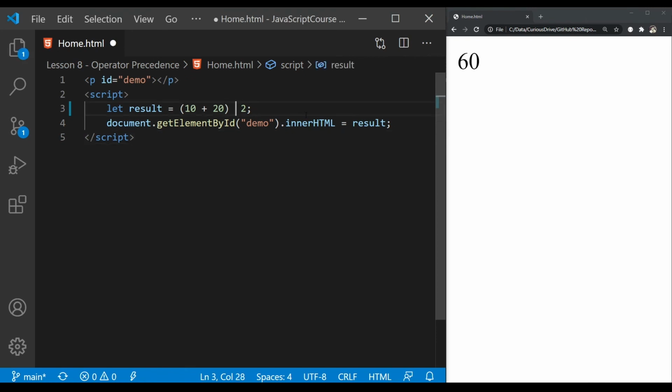And same thing happens with division too. If I refresh the page, it's going to print 50 because 10 plus 20 is going to be 30 divided by 2. It's going to be 15.